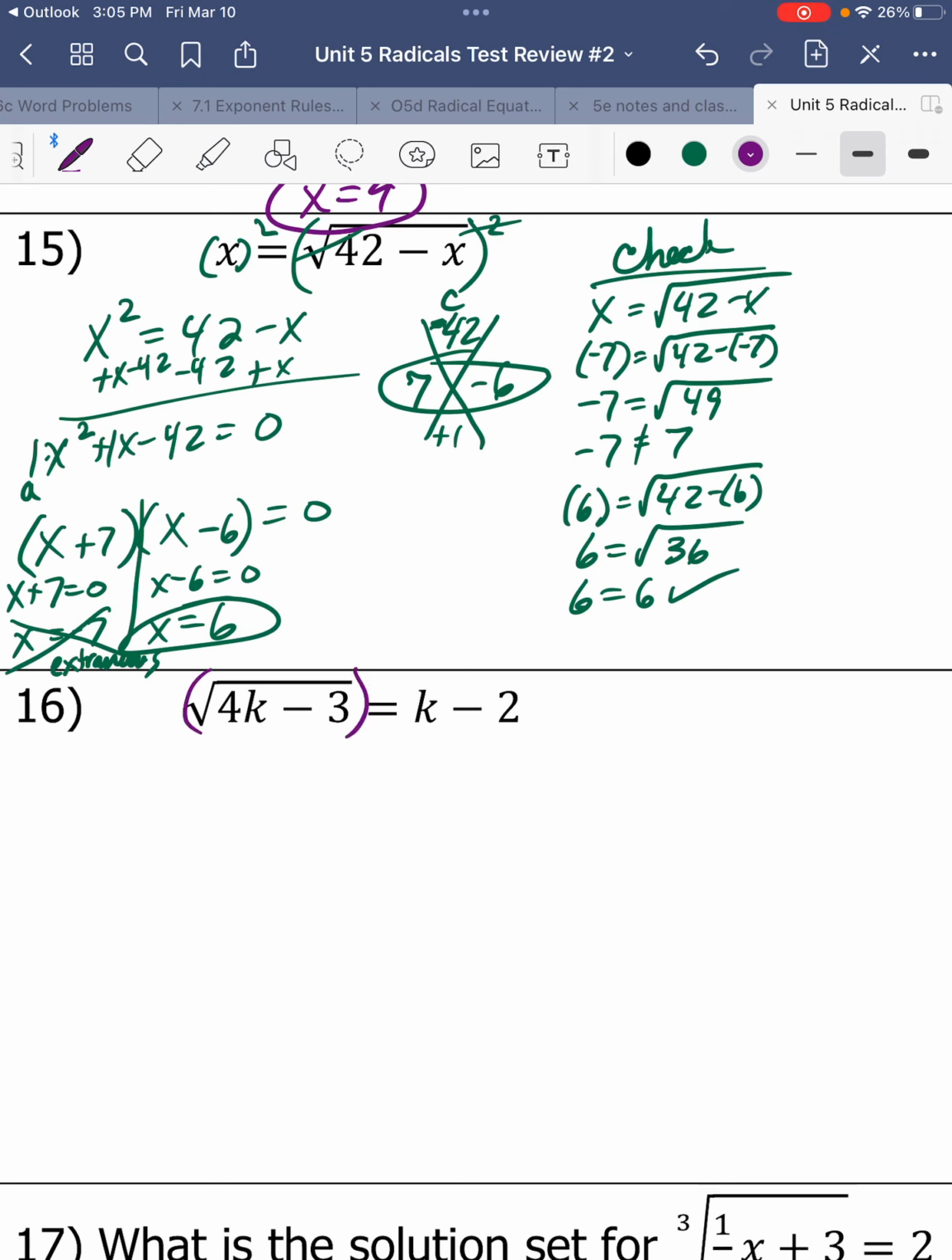Number 16. The square root is isolated already, so we square. So we have 4k minus 3 equals, so square means times itself, so we have k minus 2 times k minus 2.